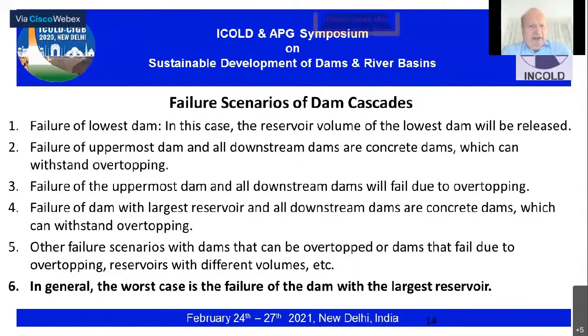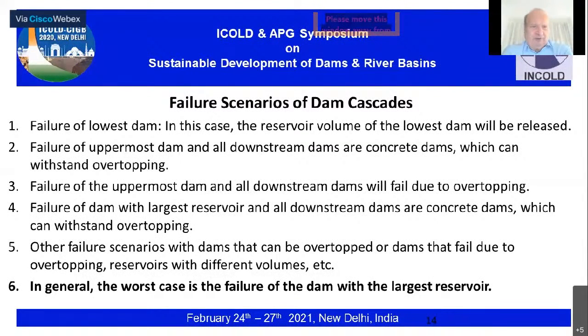Number three, failure of the uppermost dam, and all downstream dams will fail due to overtopping because they are, for example, embankment dams, which will fail. So let me say this will have a more catastrophic consequence.